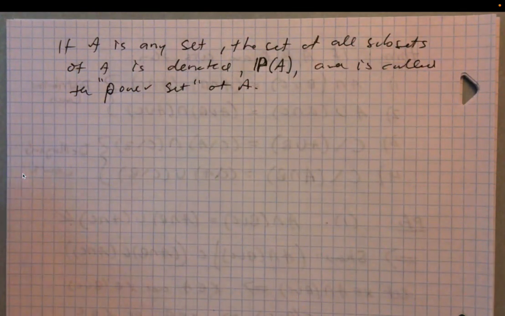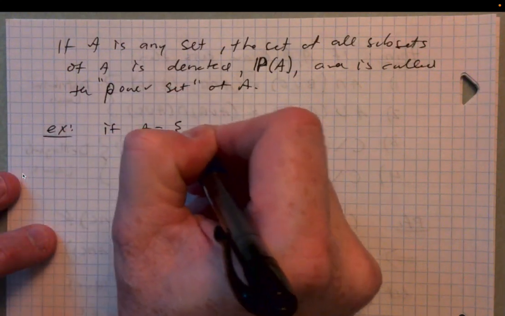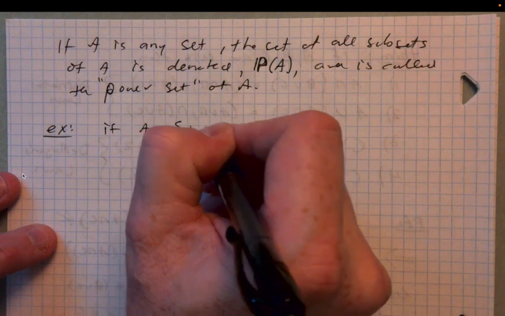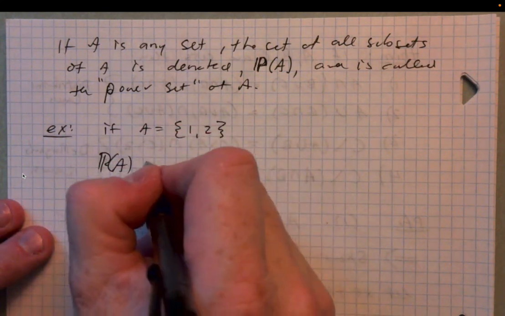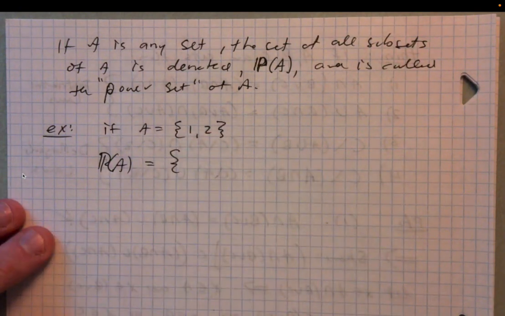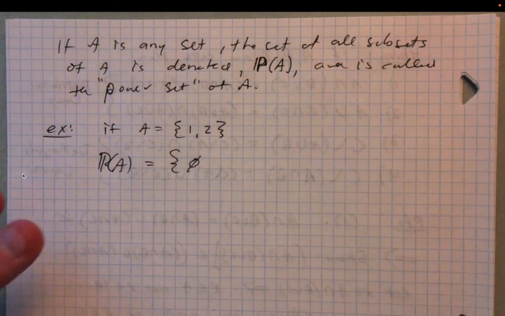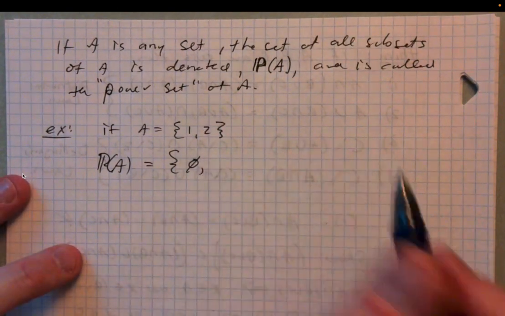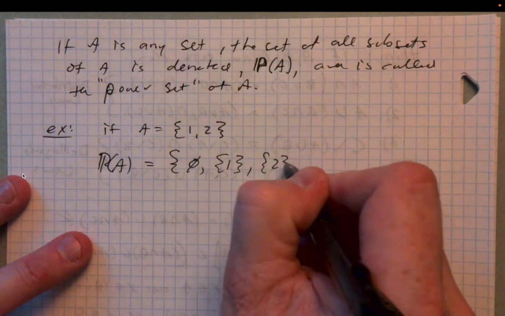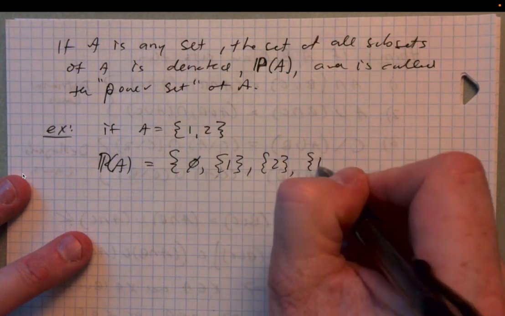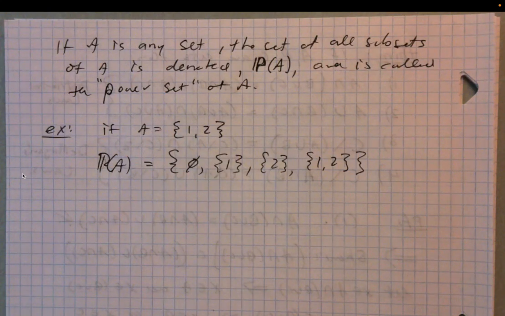A simple example would be if A is equal to the set of elements 1 and 2, then the power set of A is equal to the set of all subsets of A, right? So the empty set is a subset of all sets, so that's there. And then what if I just have 1? That's a set. What if I just have 2? That's another set. And the whole thing is a third set. So this would be the power set.